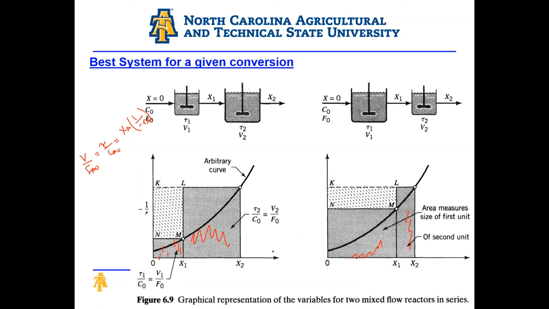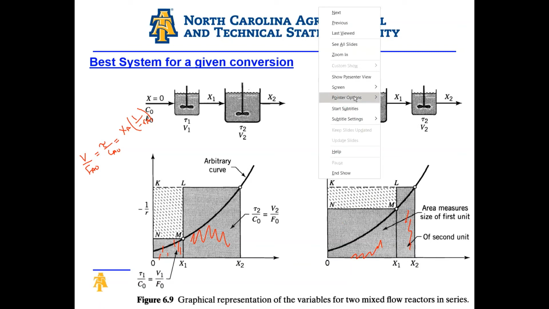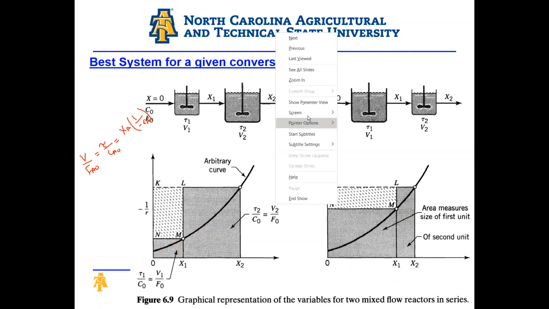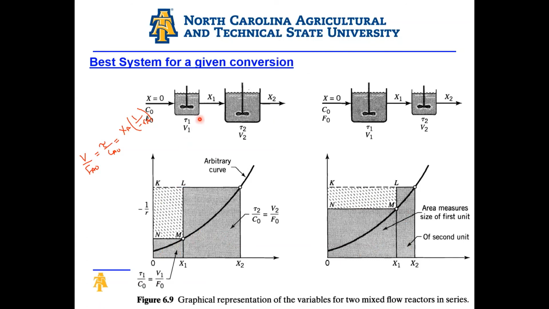As you can see here, there's a box which is highlighted, K, L, N, M. And this is an extremely important point. In order to identify the best system, you need to find the point basically at which this rectangle is the largest, okay? And this is really the approach. The best system for a given conversion, or the best combination of CSTRs of different volumes to achieve a certain objective, is obtained by maximizing this area right here.